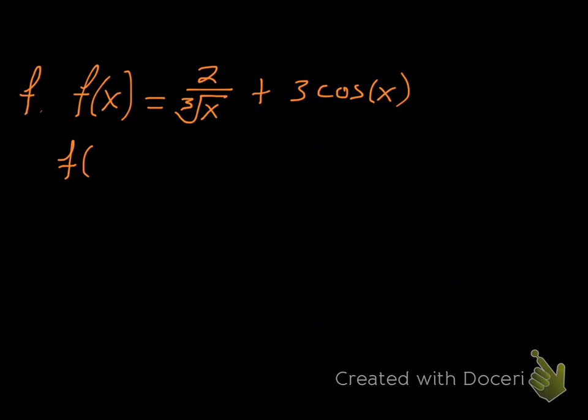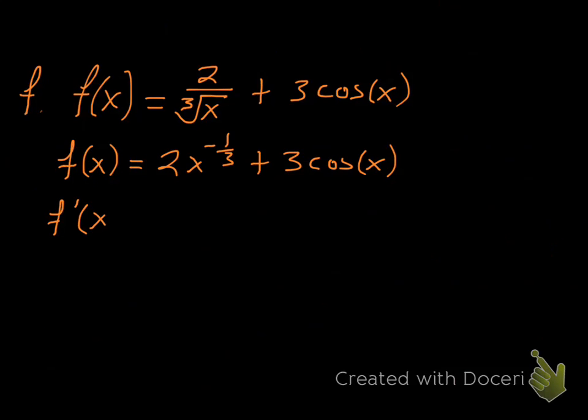I'm going to go ahead and rewrite this as something a little bit more friendly to use the power rule. So it's going to be 2, and then it's cube root of x, so it's x to the 1/3. However, it's in the denominator, so that's where this minus is going to come from. So it's x to the minus 1/3. So the 1/3 takes care of the cube root. The negative says it's in the denominator. Plus 3 cosine x. So we're going to take the derivative.